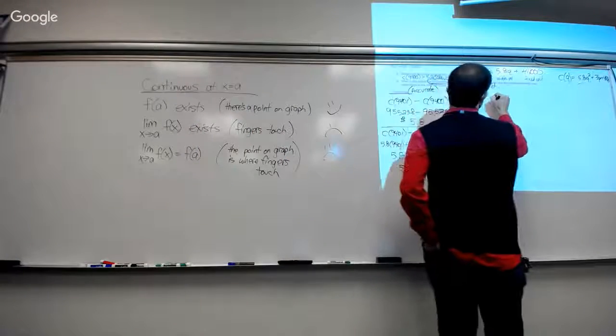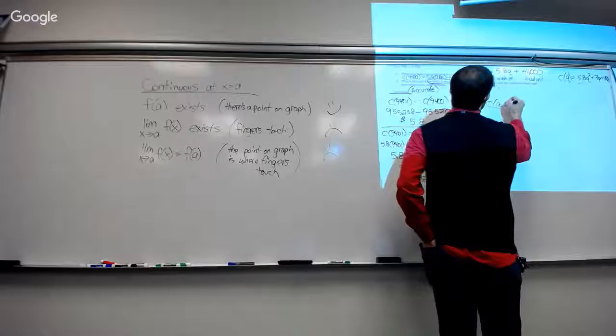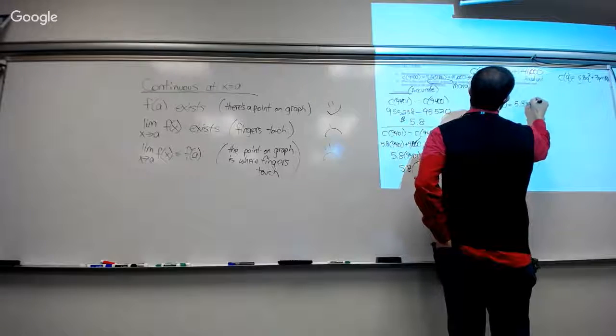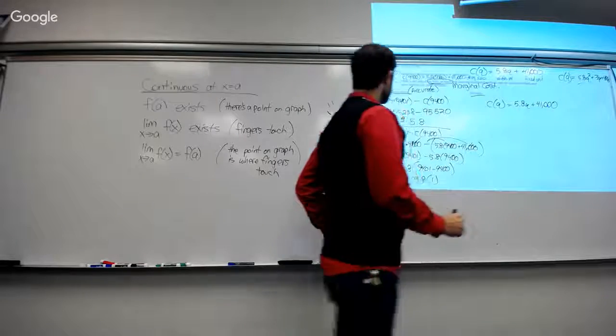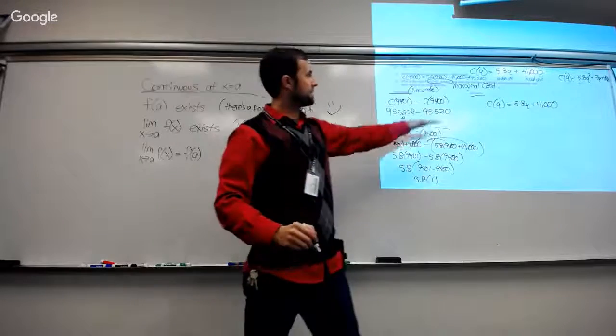If the cost function is 5.8q plus 41,000, go and write that down. So we've got our traditional method right here. Now we've got our calculus method.